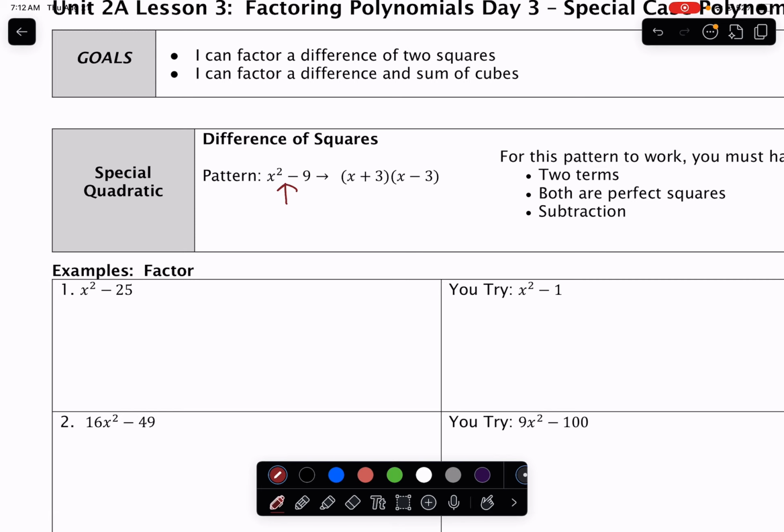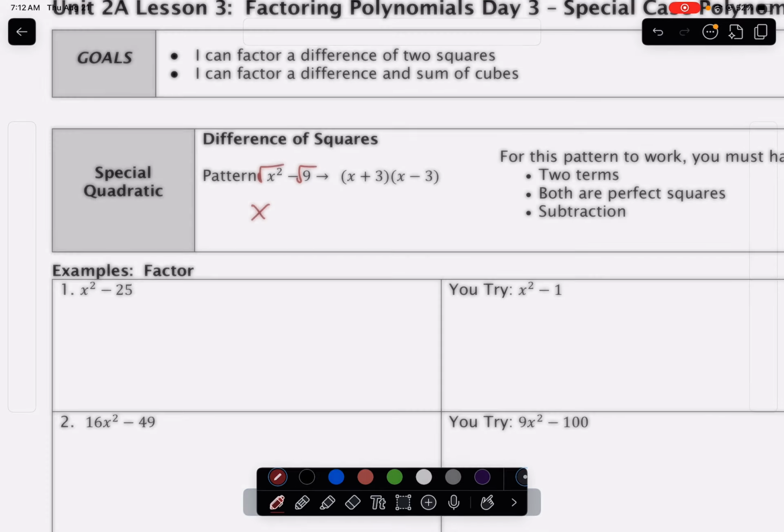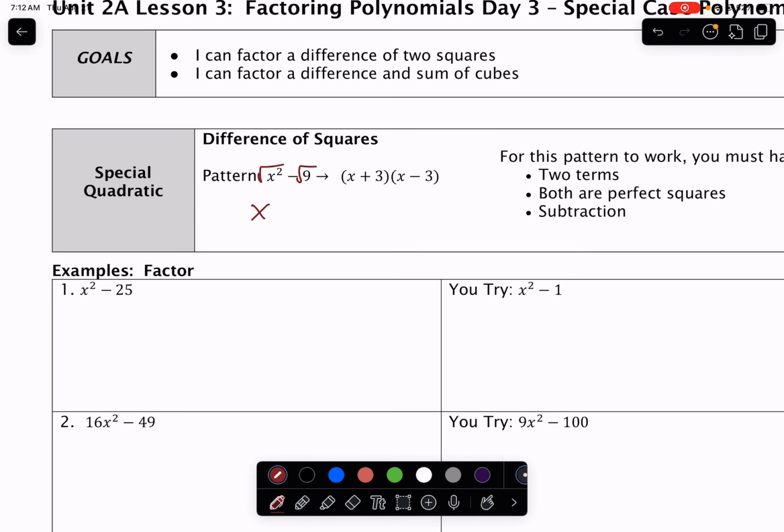You need a subtraction sign, okay? So that's why it's called difference of squares. If there's a plus sign, you can't do difference of squares. Additionally, you need to be able to square root both of the terms. So the square root of x squared is going to be just x. When you take the square root of a variable, you take the power and you divide it by 2. So essentially, the power is going to need to be an even number so that you can square root it. And then the number itself has to be a perfect square, so the square root of 9 is 3.